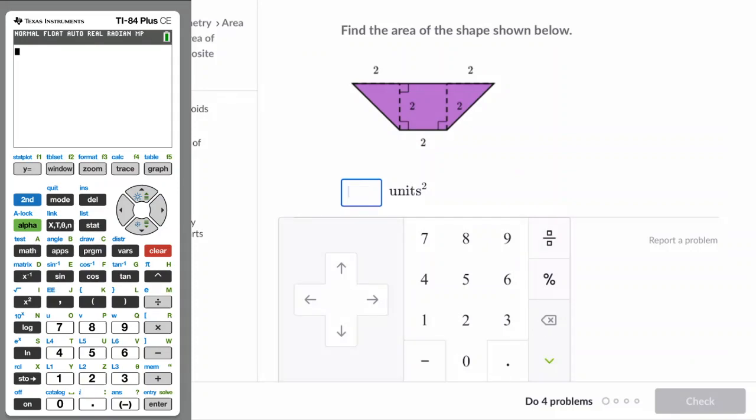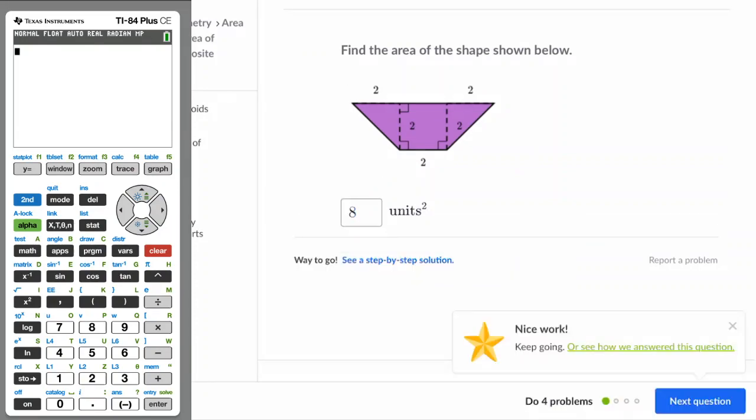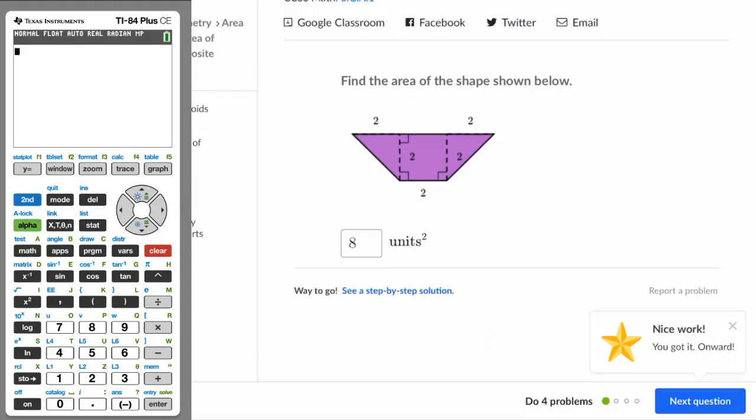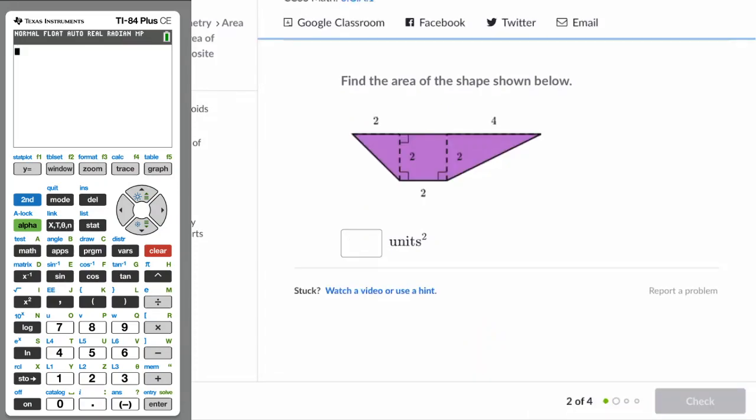Have to hide that. And we should be good to go. So that's how you do that question. So we'll move on to our next question.